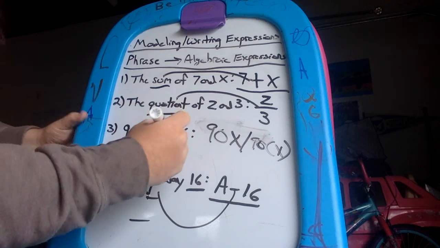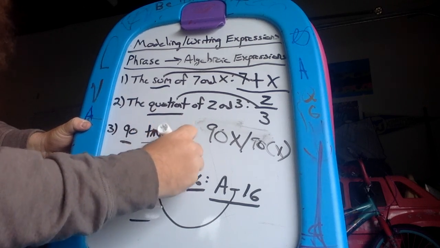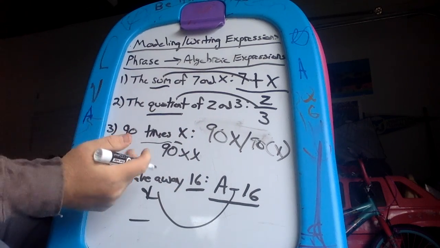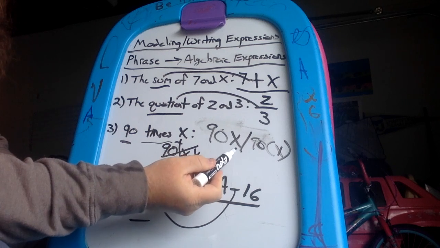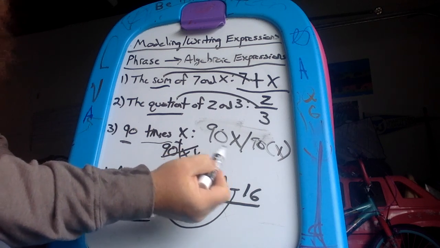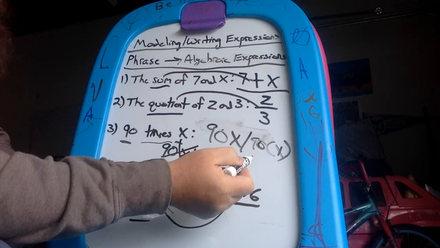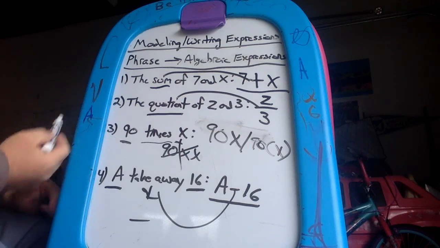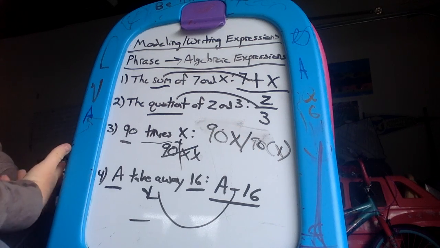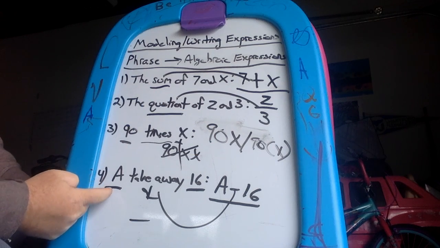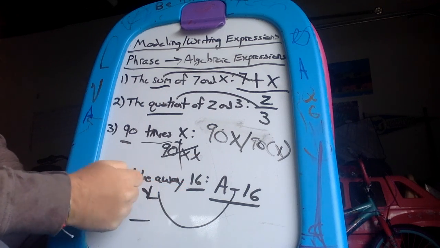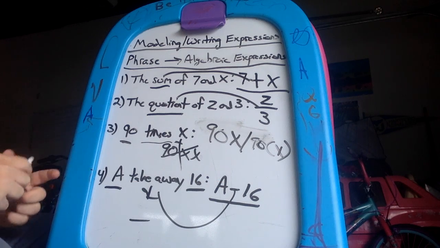I told you, make sure to steer away from just doing 90 times x because it's way too confusing. Okay? We don't want to do that. We want to have 90x, which represents the value that you're going to multiply. Or you can also do 90 parentheses x because there's no operation here, which means that we also multiply. We're thinking about order of operations as well and how you're going to apply all of this. And then the last one says a take away 16, which would just be a minus 16.